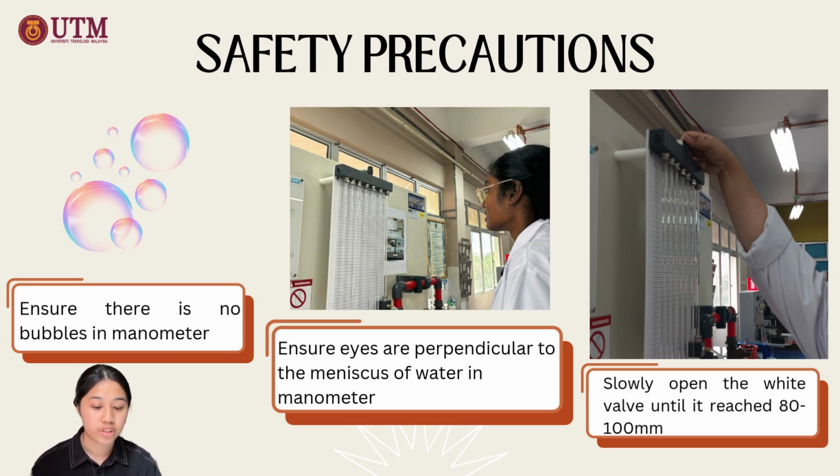Next is the safety precautions. The first one is to ensure there are no bubbles in the manometer because they will affect the pressure reading. Second, ensure eyes are perpendicular to the meniscus of the water in the manometer. Third, slowly open the white valve until it reaches 80 to 100 millimeters.